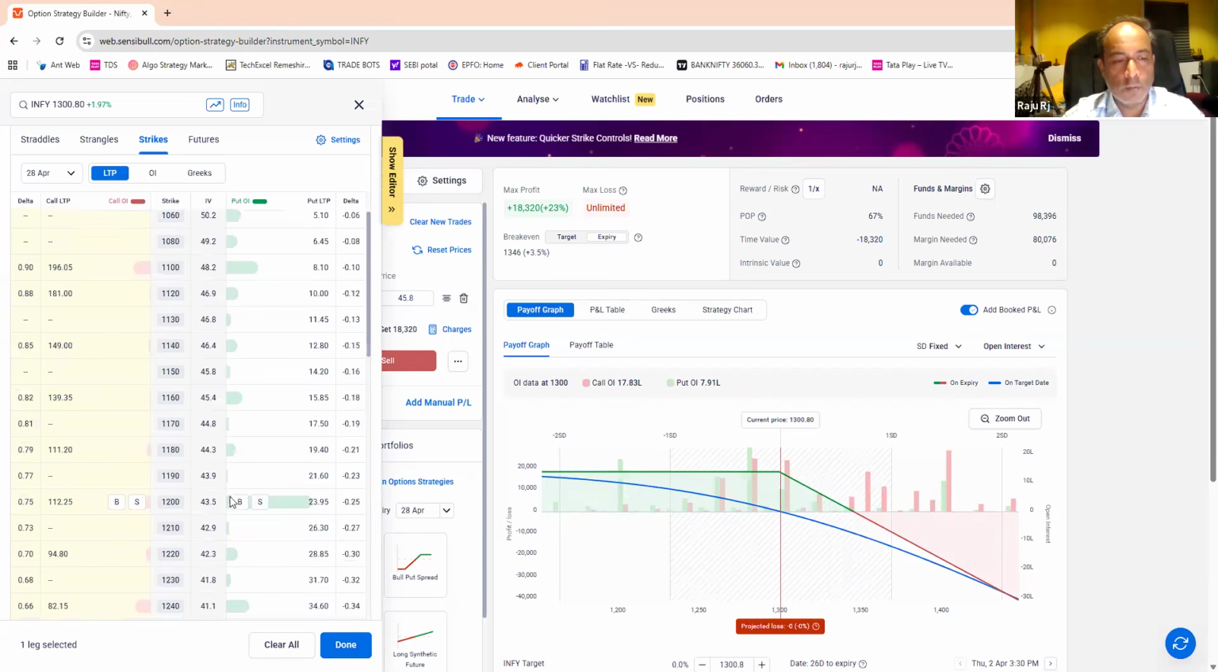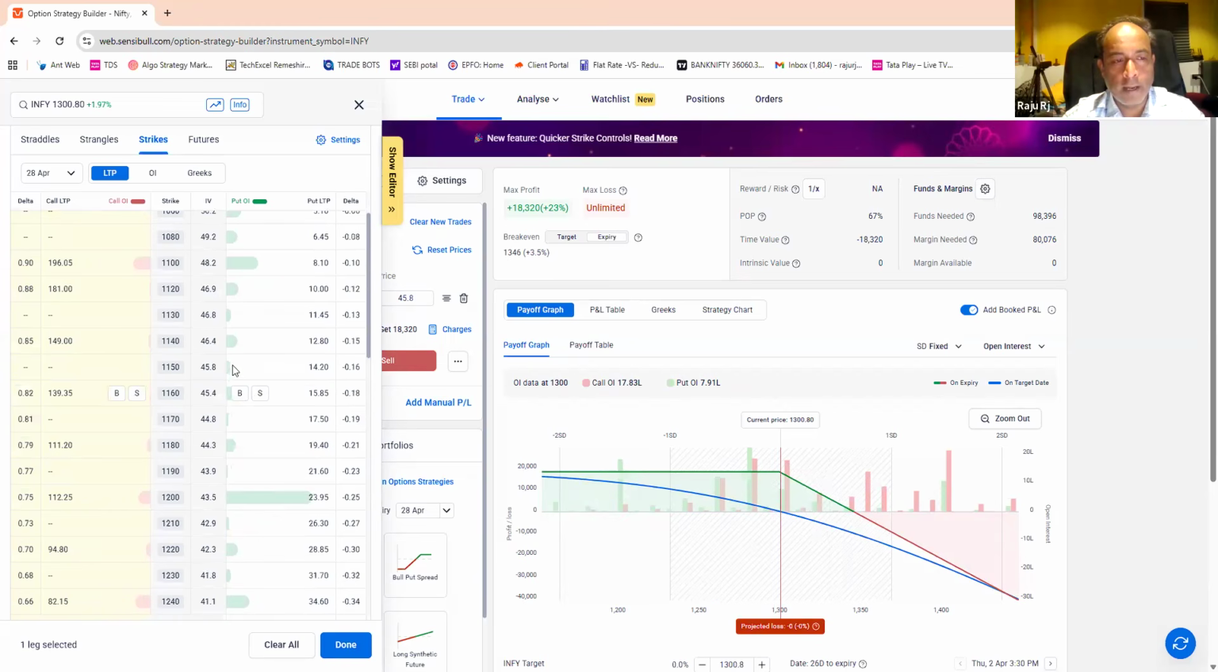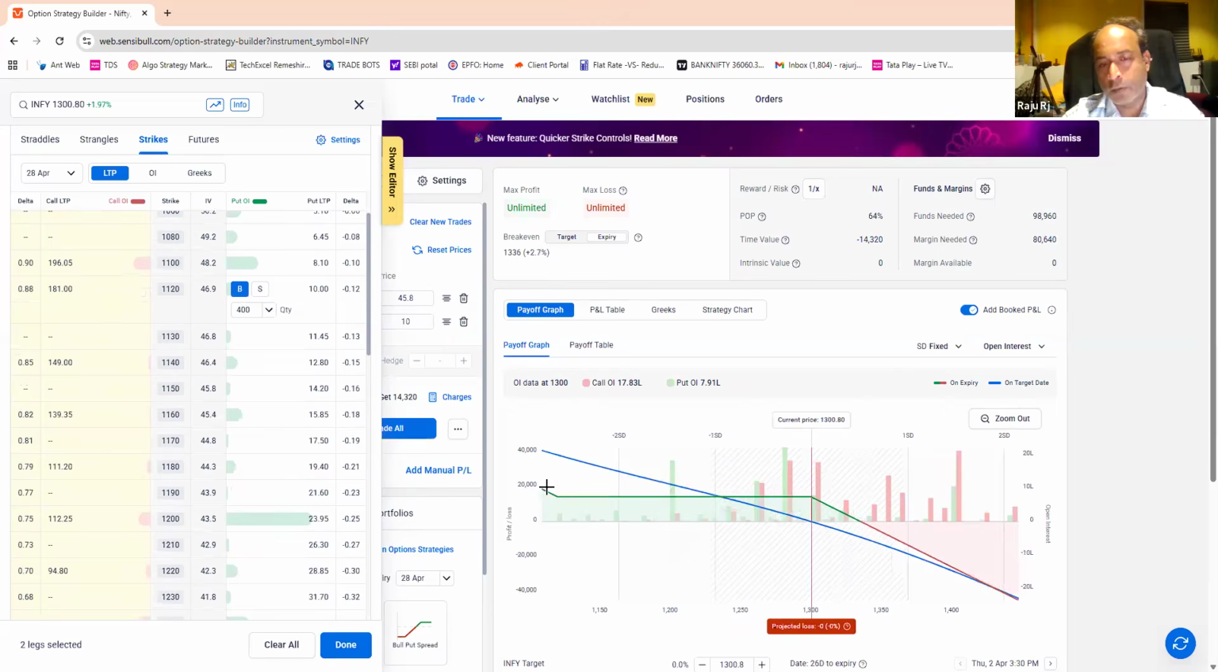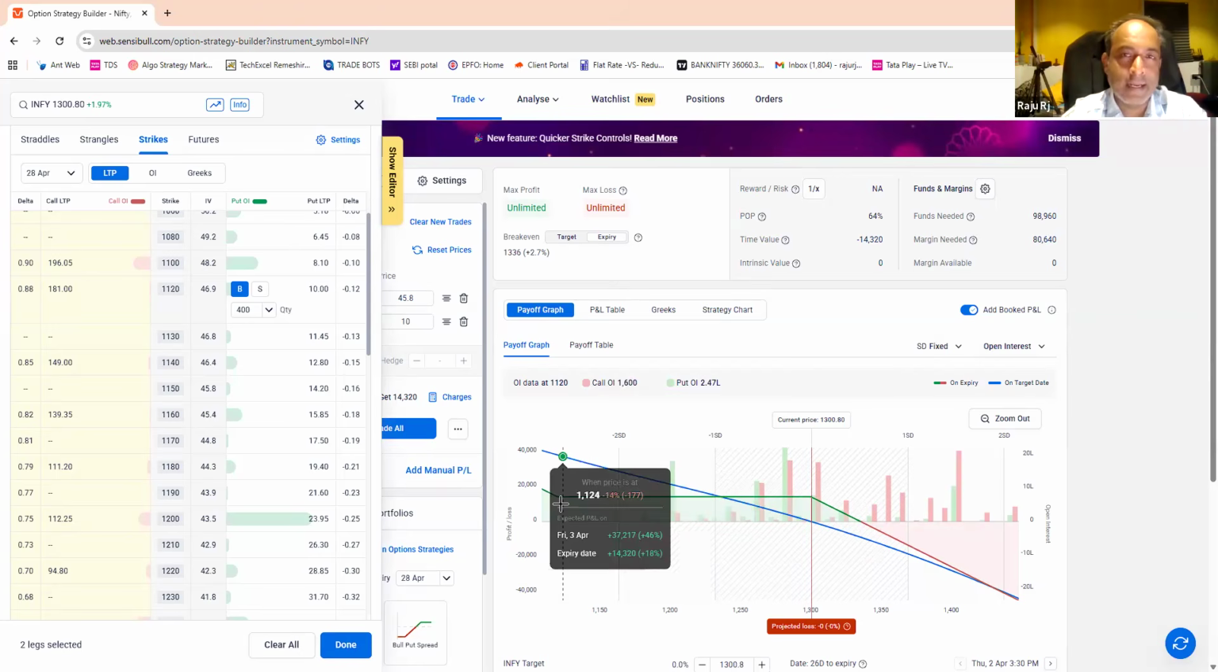If at all you want to put a stop loss, better go and buy a put option here. You can put a stop loss at 1120 so that the profit is unlimited. See, the probability of making profit is 64%, and you make unlimited profit if it is coming down. For your portfolio, you don't have to panic sell your stock if Infosys is coming down.